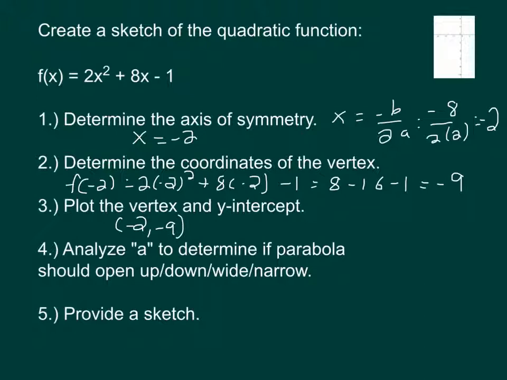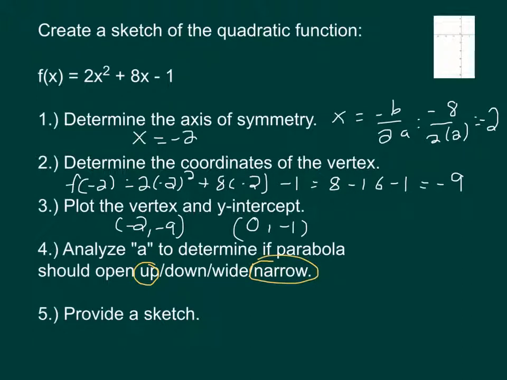The y-intercept, remember, comes from the value of c. The y-intercept in this case is 0, always 0, negative 1. Now I want to look at my value of a to determine if the parabola should open up or down and wide or narrow. Since my a is 2, which is positive, it's going to open up. And because the absolute value of 2 is greater than 1, this is going to be a narrow parabola.